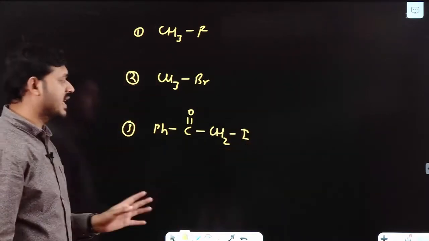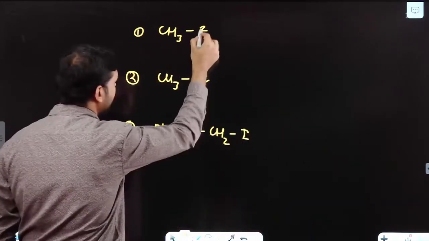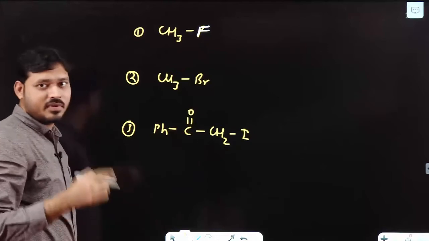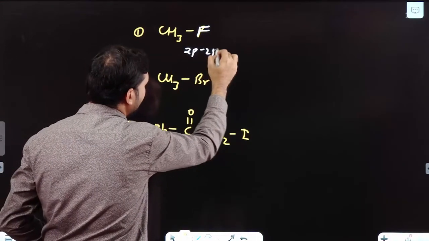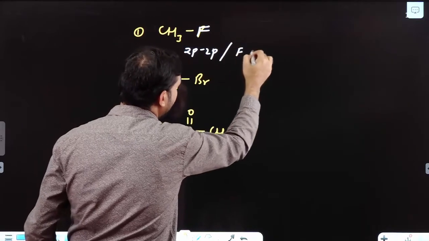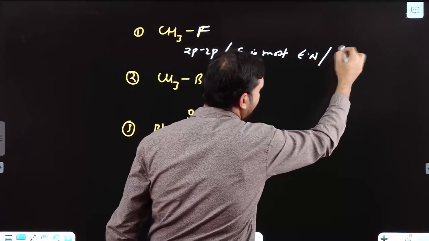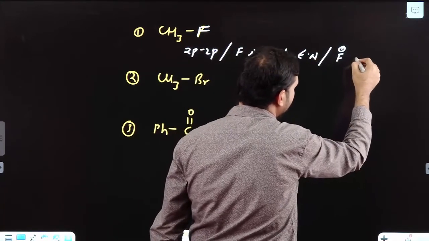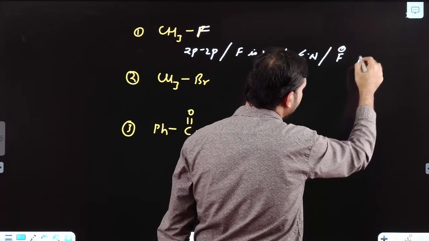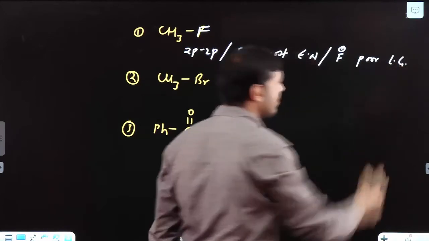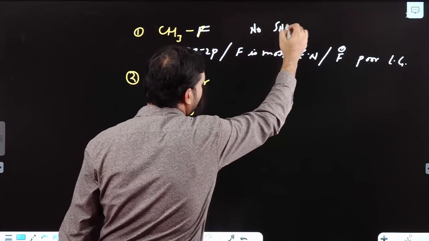Okay, here I have taken 3 cases. Understand one by one. In the first case, F minus is the leaving group. As we know, it is having 2p overlapping. Also, fluorine is most electronegative. Also, F minus is a poor leaving group. So all these 3 factors, here I can say no SN1 reaction.